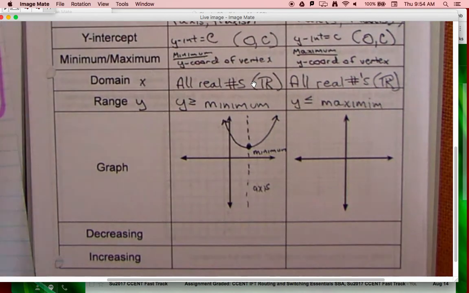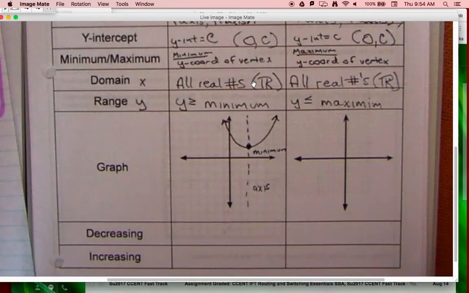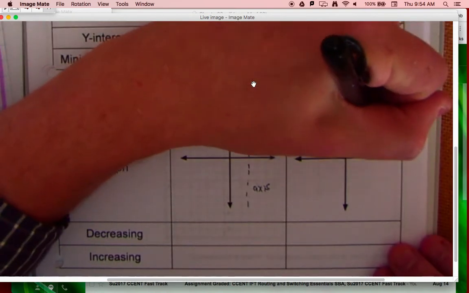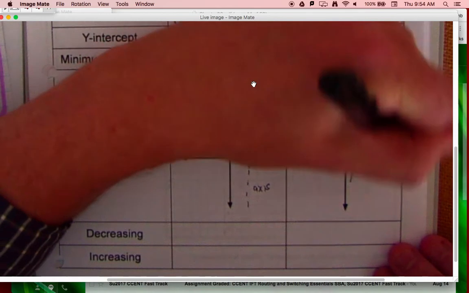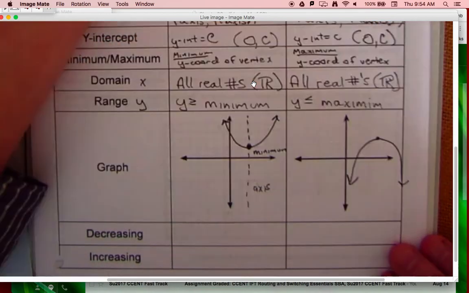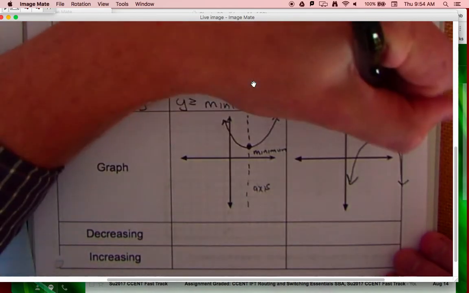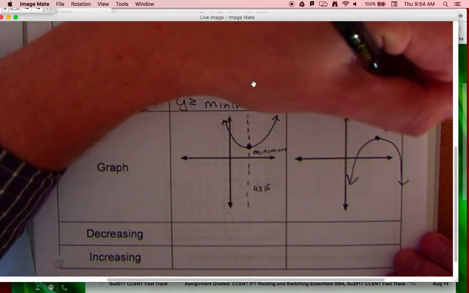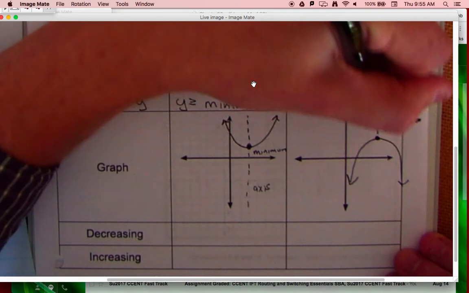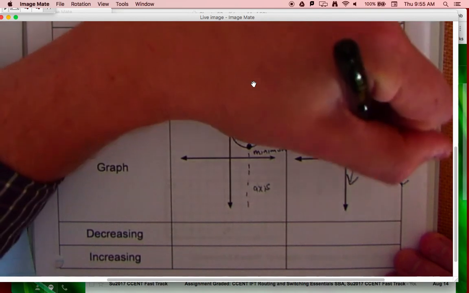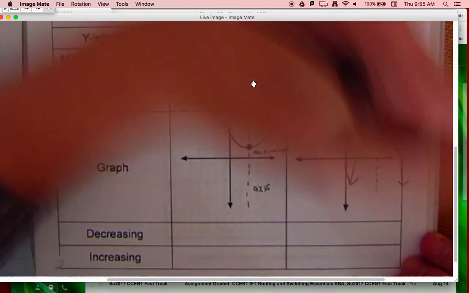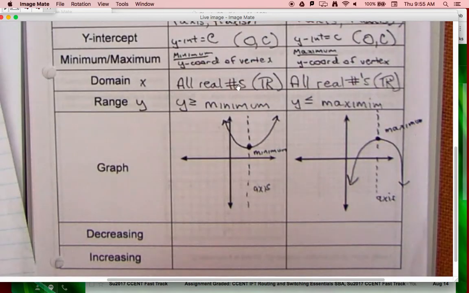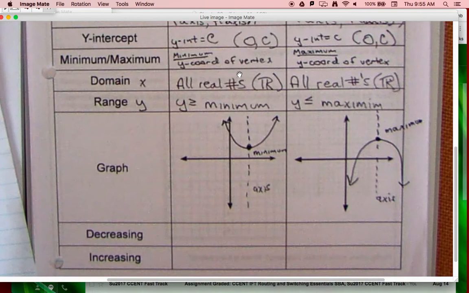Same thing if it opens downward. So if I open this downward, it's going to look like that. This point right here will give us our maximum, which is also the vertex. Our axis of symmetry goes right through the middle. So that's our axis. And I think we all know what the y-intercepts are and those types of things.